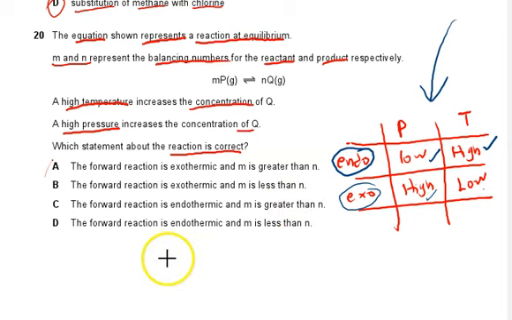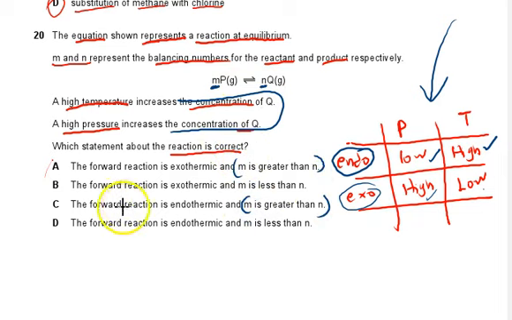But in this case, both of them increase the concentration of Q. So in this case, the M moles here will be greater than N. So this is the only possibility over here. So this is your answer. And let us check the front one, and it should be endothermic. So your answer here is C.